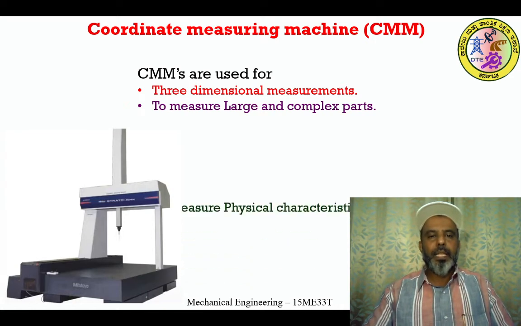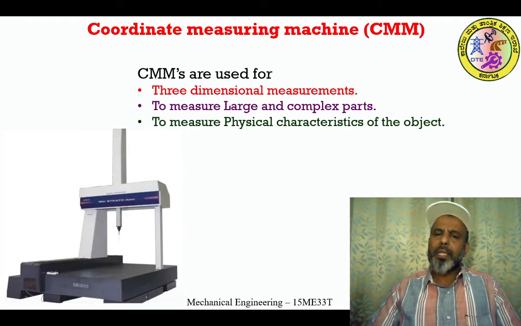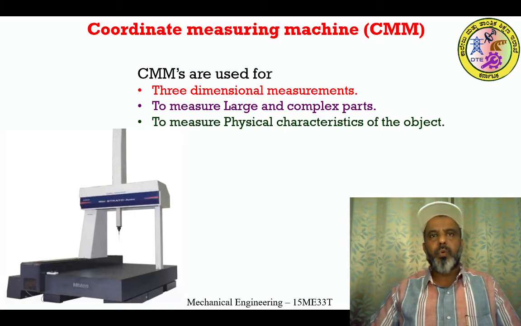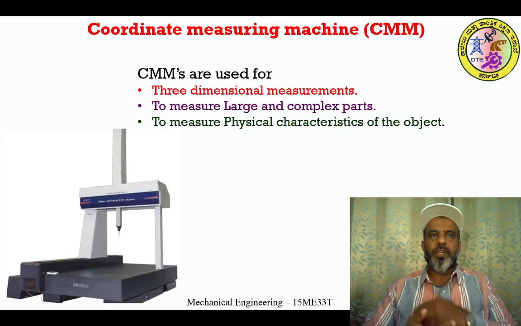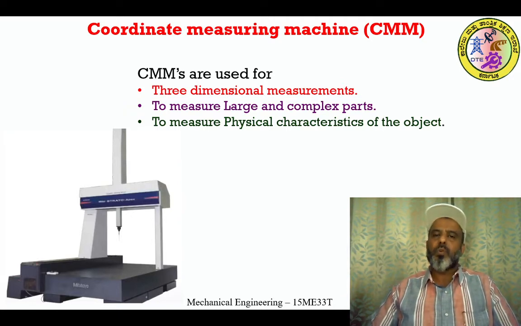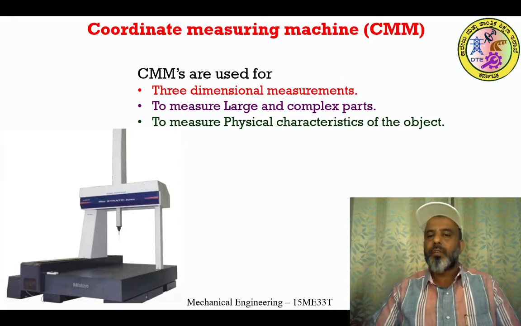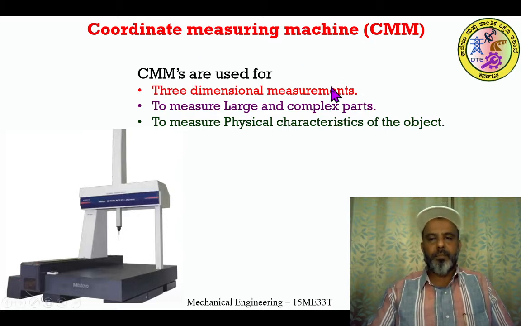Also, these CMMs are used to measure any physical characteristics of the object, whether it may be a groove, any type of depth, or any shape of profile. Even a warped surface can be measured by means of a coordinate measuring machine. That is called the physical characteristic. Measuring any shape, any complex shape, is called the physical characteristic.